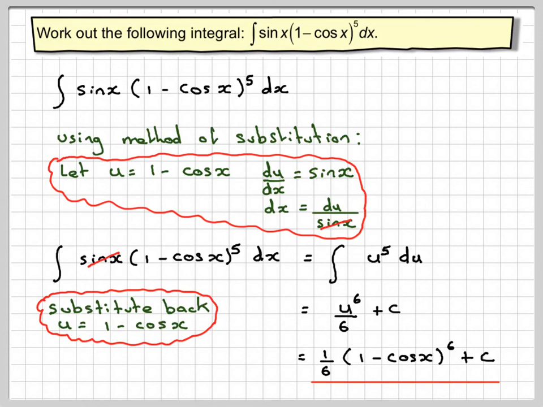So this has been an integral of a trig function using the method of substitution. I hope you've understood, and I thank you very much for watching.